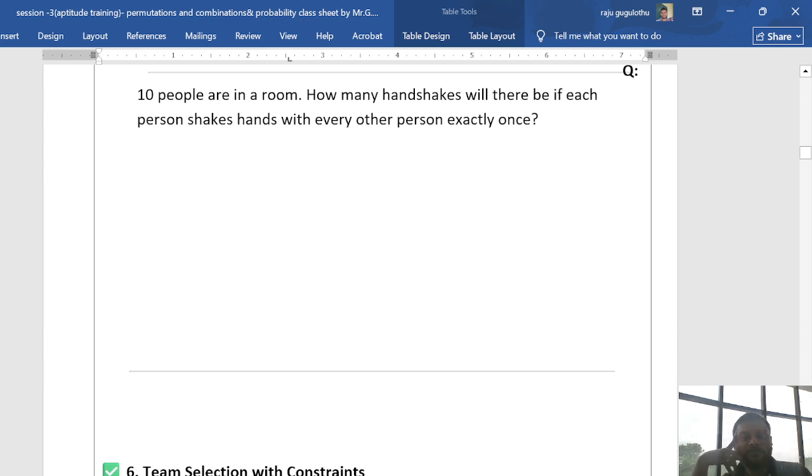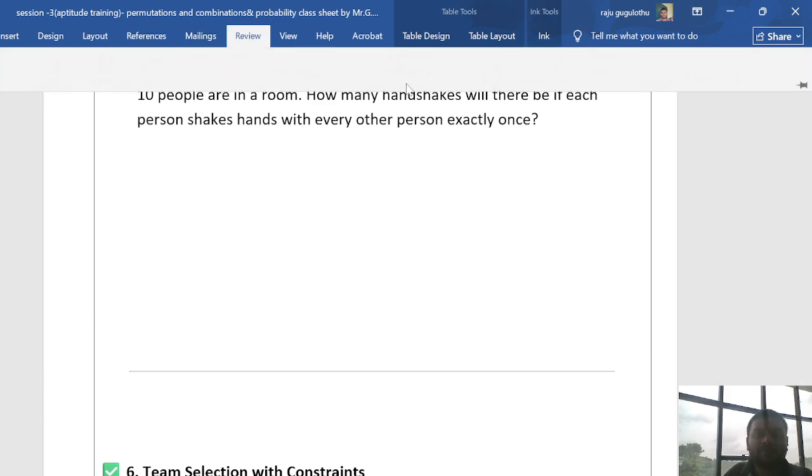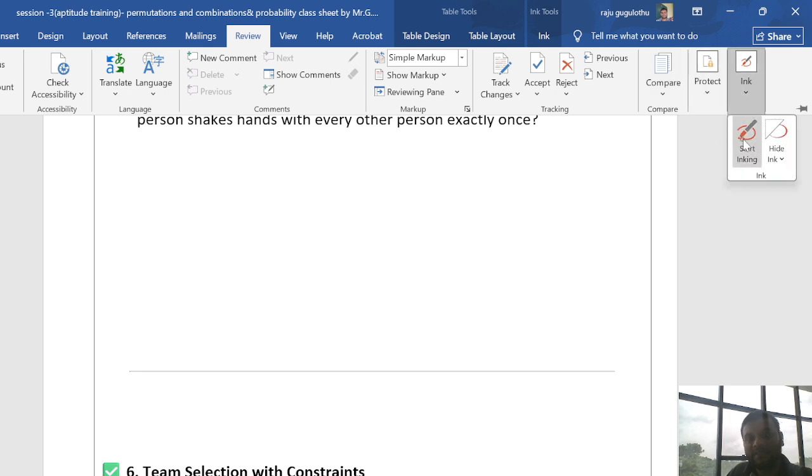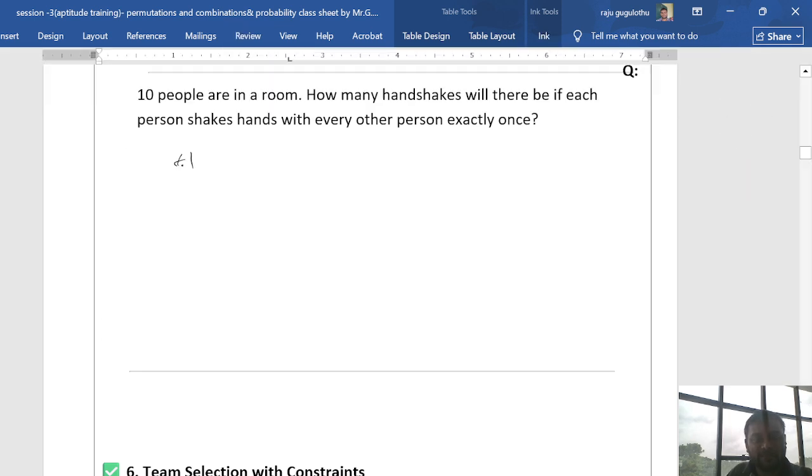There are 10 people in the room. How many handshakes will be there if each person shakes hands with every other person exactly once? Guys, we have a formula for handshakes. It's a direct formula, and the logic is also very easy.